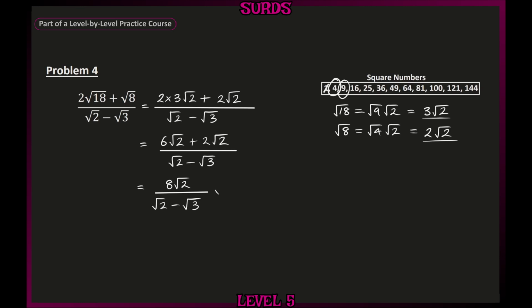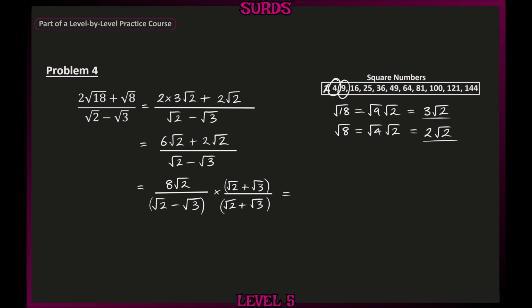And we're going to do what we mentioned earlier. We're going to times the top and bottom of this fraction by the conjugate of root 2 minus root 3. And that's root 2 plus root 3. And exactly the same on the numerator. And when we multiply, we just have to make sure that these go in brackets so that we multiply correctly.